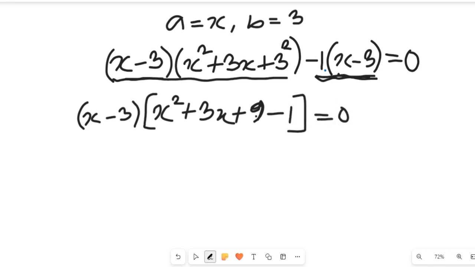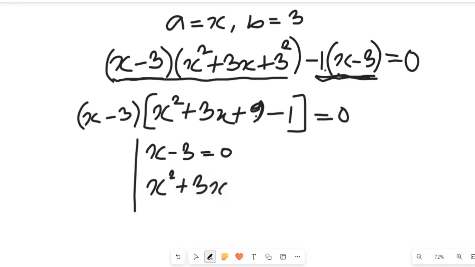Fine. So we have two expressions now. What are the expressions? We have x minus 3 equal to 0, and then we'll have x squared plus 3x plus 9 minus 1, and that will be equal to 0.